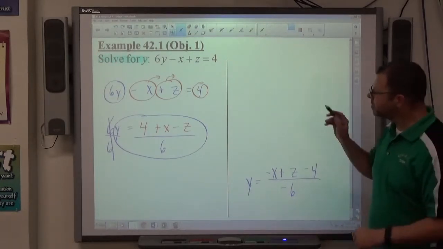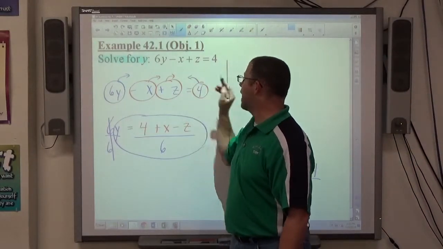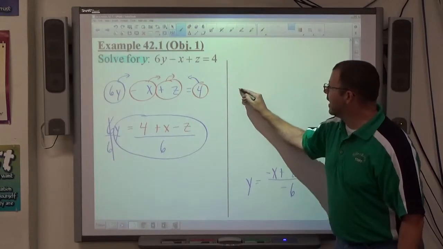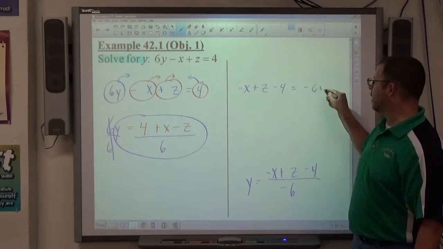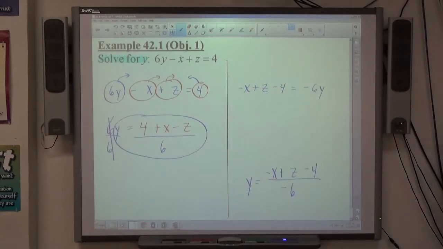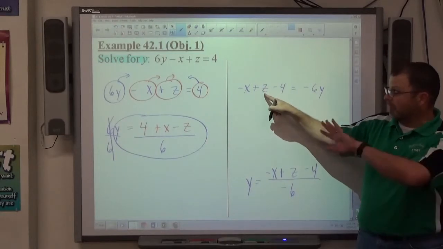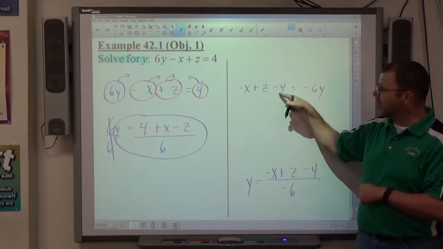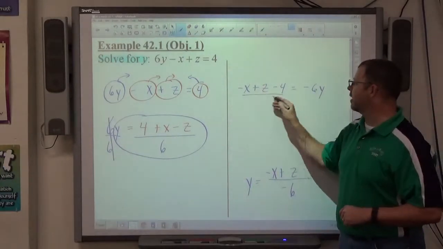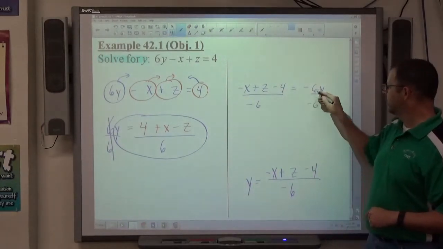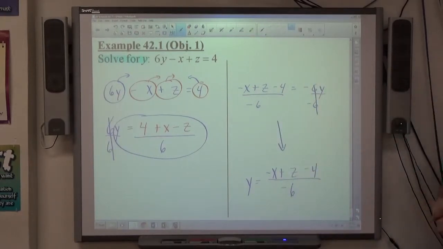Alright, so if I did that other movement, so if I move the 6y over here and the 4 over there, let's see what happens. So I'm going to get negative x plus z minus 4 equals negative 6y, right? So the x stayed where it was, stayed negative. Z stayed where it was, stayed negative on the left-hand side. The 4 moved across, becomes negative. The 6y moved across, becomes negative. Then we divide everything by negative 6 because, again, there's no like terms. And that gets me this answer that I just showed you, negative x plus z minus 4 over negative 6.